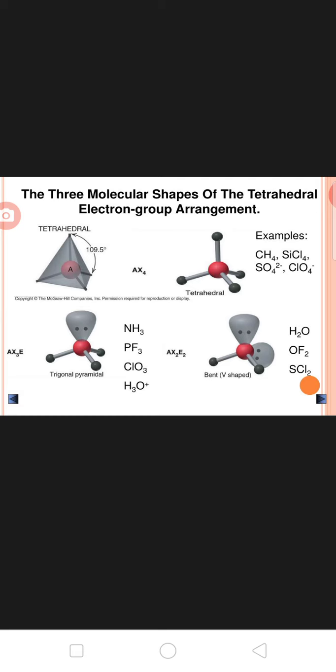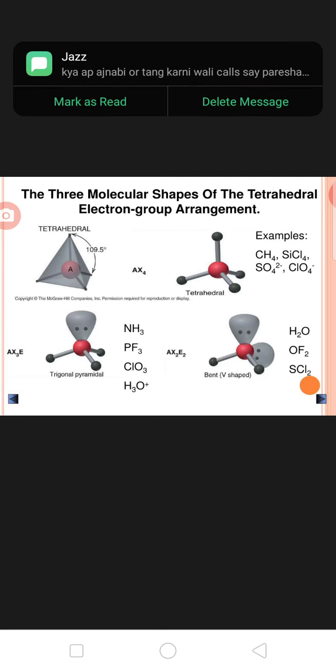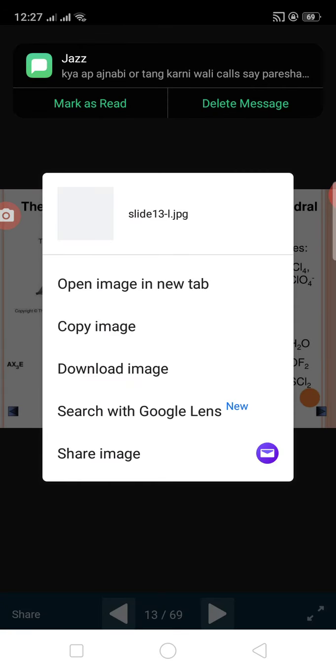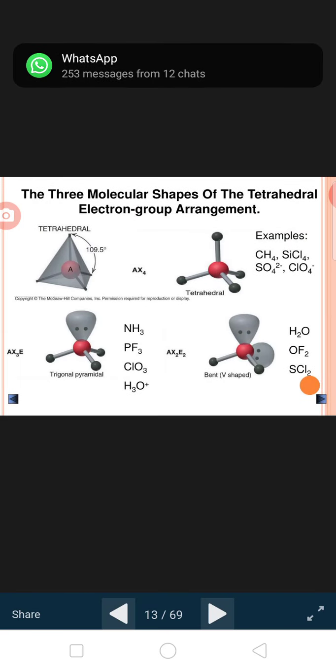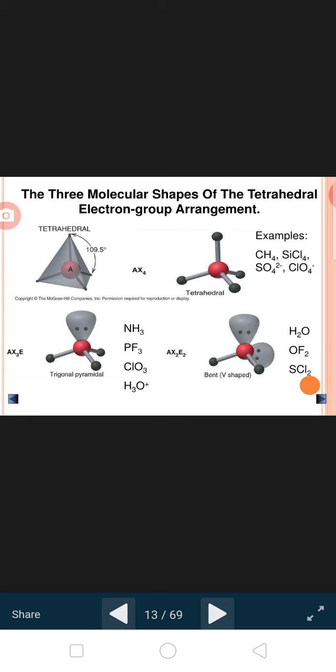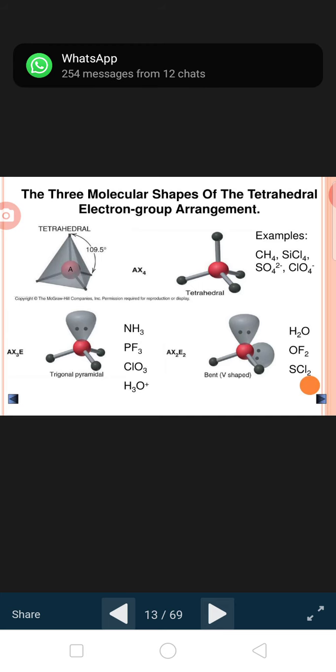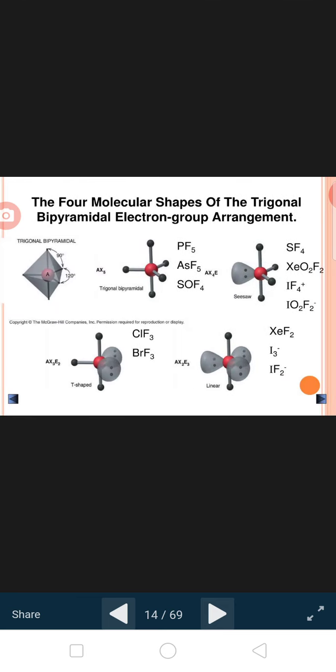Similarly, in water, OF2, SCl2, there is also a four-pair tetrahedral arrangement, but there are two lone pairs and two bond pairs. Due to the presence of two lone pairs and two bond pairs, the lone pairs occupy two tetrahedral corners and repel each other more. Due to more repulsion, the angle between the remaining two atoms is reduced to 105 or 104.5. Then its geometry is V-shaped or bent geometry.